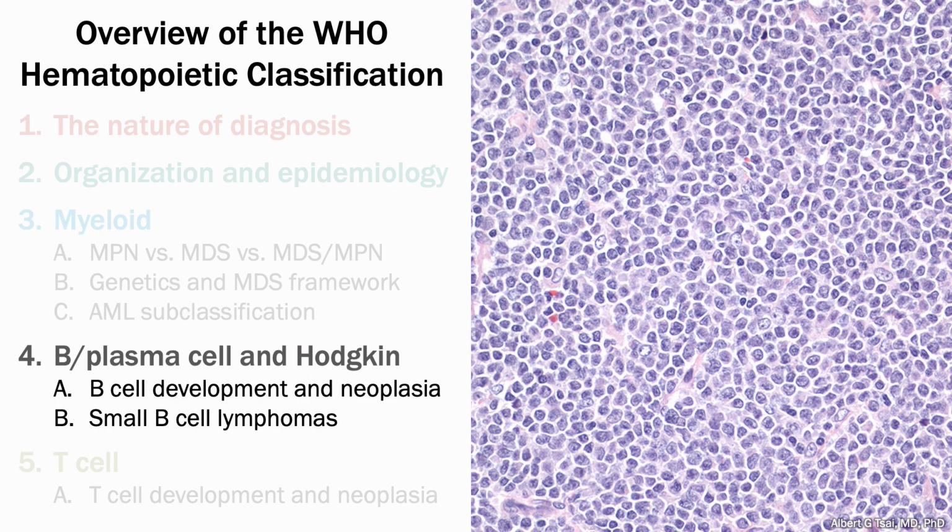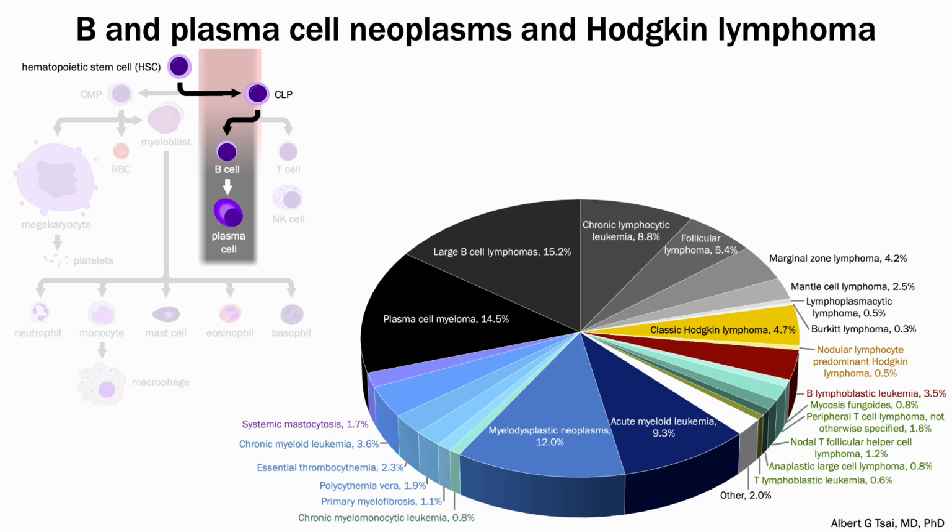Now on to B-cell things, in which I'm also including plasma cell neoplasms and Hodgkin lymphoma. Pictured here is a case of mantle cell lymphoma, where the classic description is medium-sized cells with very irregular nuclei, but forming overall a very monotonous proliferation. B-cell neoplasms are in this portion of the hematopoietic tree and account for about 60% of the incidence pie chart.